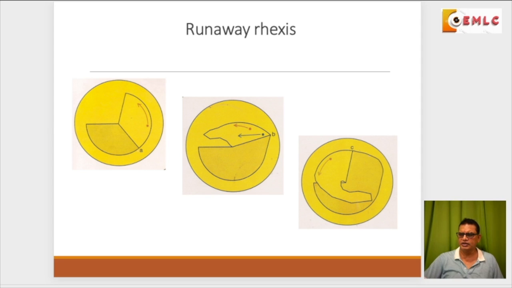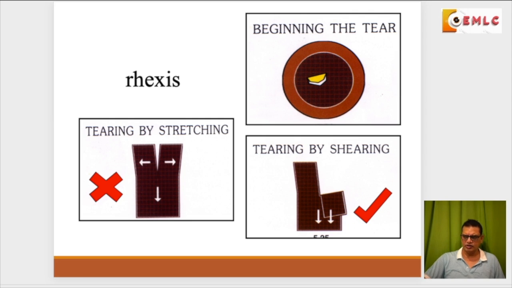Few words about runaway rhexis. As you are doing the rhexis, as you can see here, many times you will see that the rhexis tends to run away, and the moment you see that it's running away, you should hold at this position, the black point, and pull it towards the center of the rhexis in order to retrieve it back, and continue with the rhexis. There might be slight distortion of the rhexis at this point, but it does not matter much. What you need to do is retrieve it back into the line of the rhexis so that you have a round, circular rhexis at the end of the procedure.